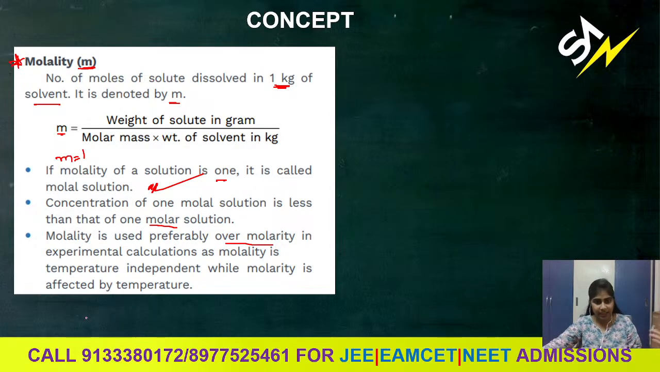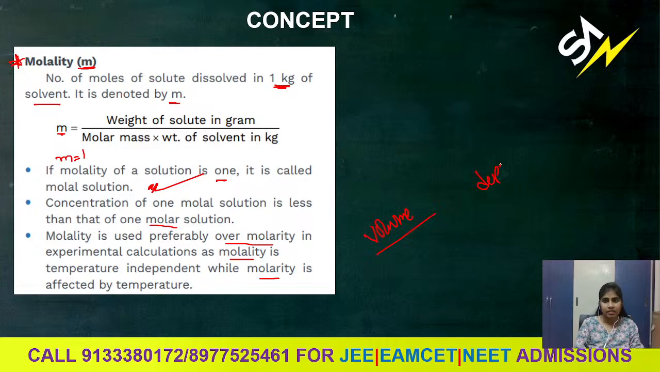Molality is used mainly in experimental calculations, because molality is independent of temperature while molarity is dependent on temperature. When there is a volume term in any formula, it is dependent on temperature. That's why molarity depends on temperature, while in molality we don't have any volume term, so molality is independent of temperature.